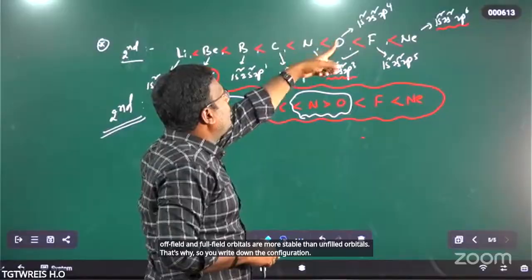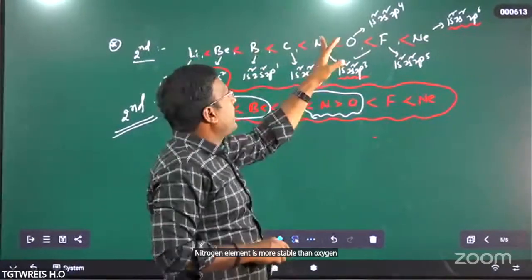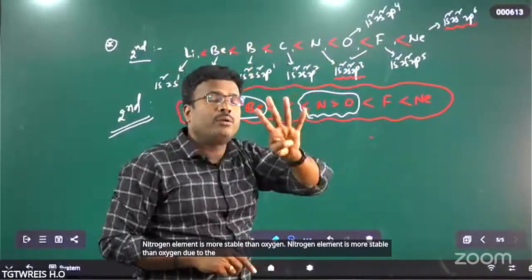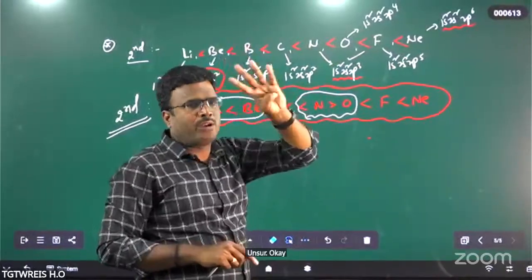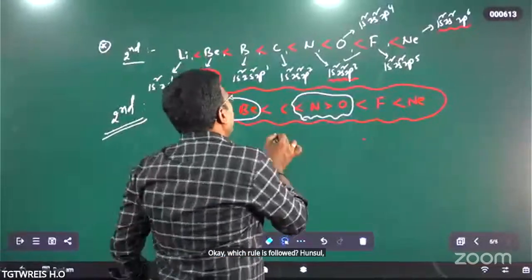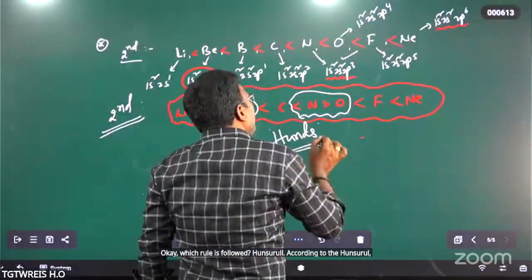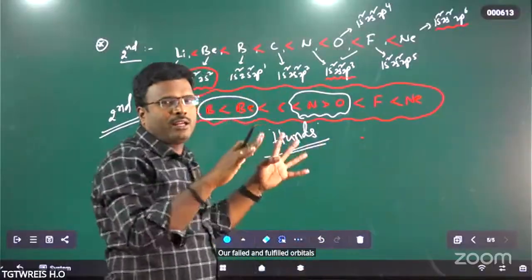Nitrogen element is more stable than oxygen. Nitrogen element is more stable than oxygen due to, according to Hund's rule. Okay, which rule is followed? Hund's rule. According to Hund's rule, half-filled and full-filled orbitals are more stable than unfilled orbitals.